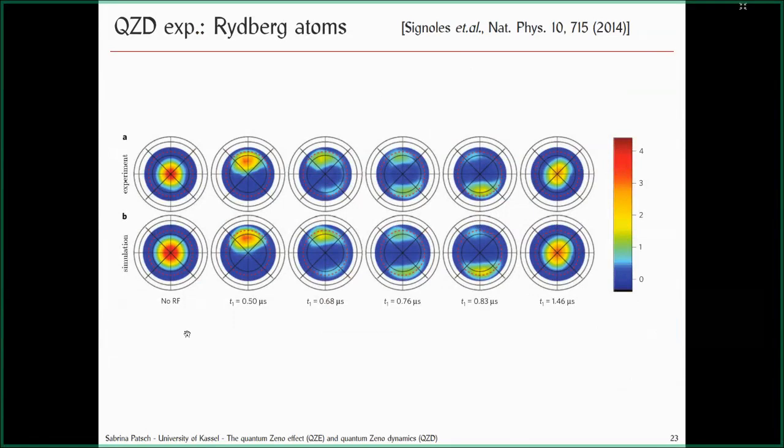Here we have the Zeno effect, and you see the simulation and the experiment. At the time 0.76 microseconds, you have some parts on both sides of the sphere. So you see you have something at the front and at the back of the Bloch sphere.